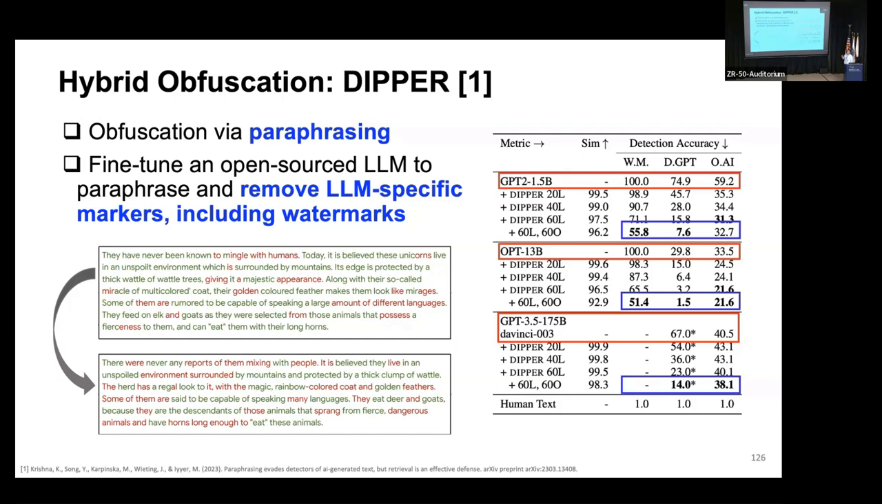You can see the results on the left side are one example. It doesn't paraphrase a lot, but it paraphrases selectively. And on the right side, you can see one of the results from the paper. Let's focus on the last row. The last row is text generated by GPT 3.5, the version currently used by ChatGPT. If we use two detection models, DetectGPT and the OpenAI detection model, the detection accuracy is 67 and 40.5%. But when we use this technique, DIPPER, to paraphrase the text, the detection accuracy dropped to only 14 and 38%.